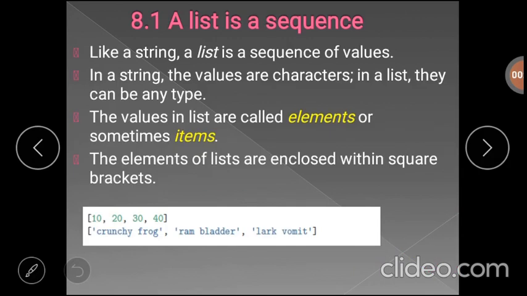Like a string, a list is an ordered sequence of values, but in a string the values are only characters. In a list they can be any type. Any type means it may be an integer or float, a string, or it may be a list, tuple or dictionary. The values in a list are called elements, or sometimes we can call them items. Now the elements of a list we have to enclose within square brackets. Okay, here we have two list examples. The first list contains 4 integer values and the second list contains 3 string values.